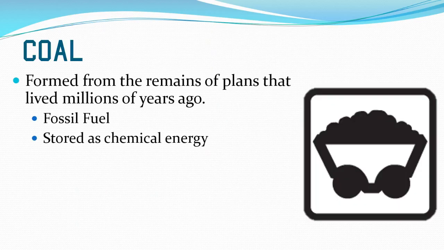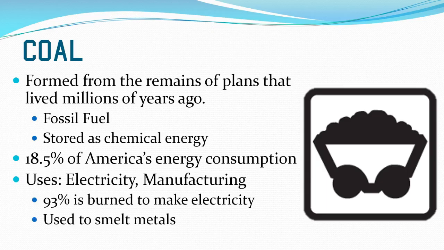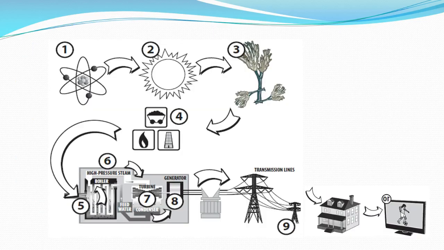Coal is a fossil fuel formed from the remains of plants and animals that lived millions of years ago. It's a fossil fuel, so all those hydrocarbons are pushed together for millions of years under millions of pounds of pressure. Stored as chemical energy, and we use about 18.5% of it for America's total energy consumption. That percentage is even higher when we look at how much we use it for electricity. We rely on coal for electricity more than other sources of energy. Most of it is used for electricity, but we also use it to heat and smelt metals, melt them together to make other metals.